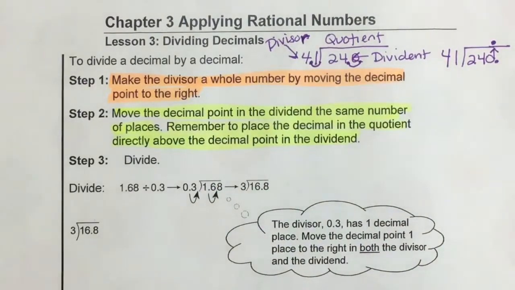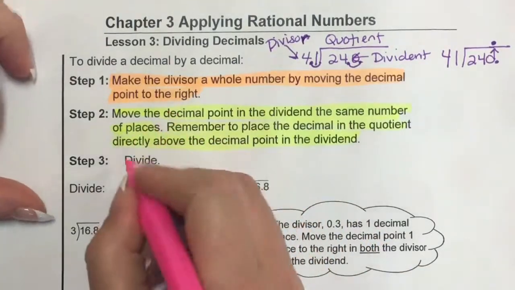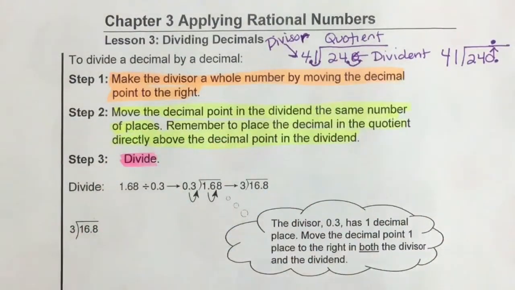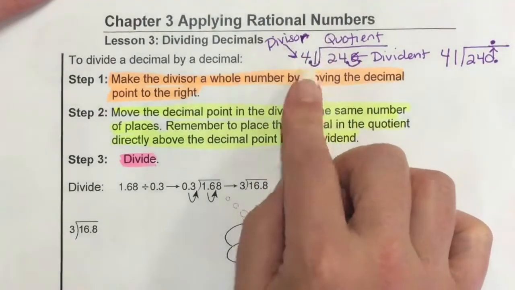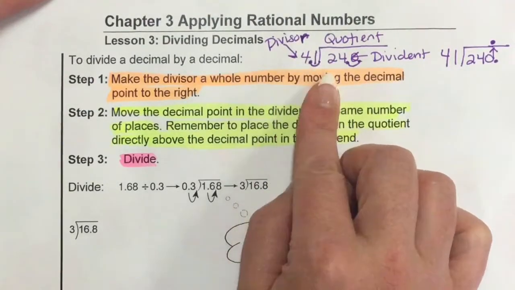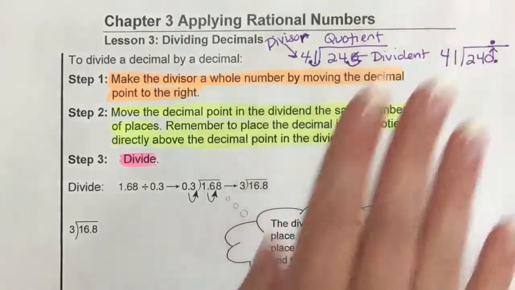And then you go to step 4 where you just divide. You just do the division. So the biggest thing is whenever you're dividing by a decimal, what I like to say is you can never divide by a decimal. So you have to change it so it's no longer a decimal.